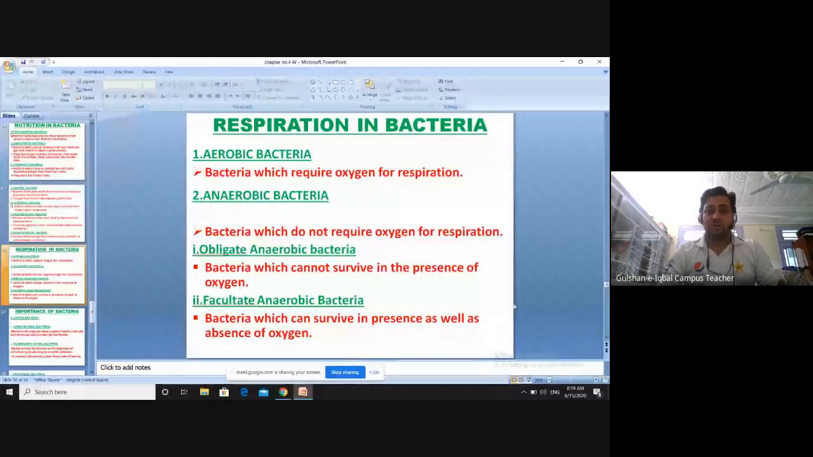They can survive. So there again are two basic types, anaerobic and aerobic. Aerobic means requires oxygen, anaerobic means does not require oxygen. Then we are having obligate anaerobic and facultative anaerobic. Obligate anaerobic are those bacteria which cannot survive in the presence of oxygen. They do not require oxygen at all. And then we are having facultative anaerobic bacteria. They are the bacteria which can survive in the presence as well as in the absence of oxygen. So these are the types of bacteria according to respiration.